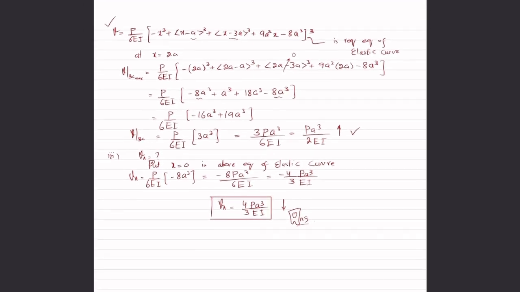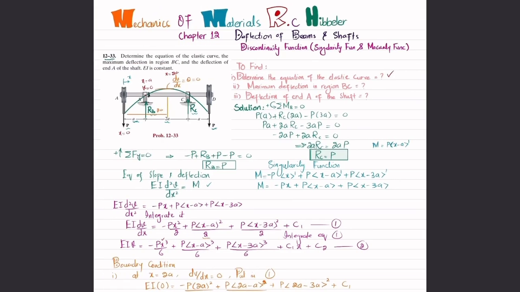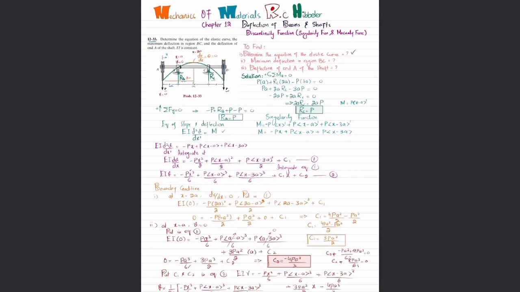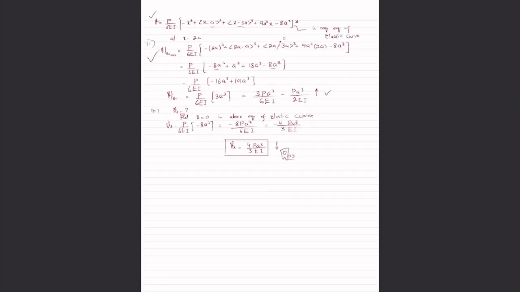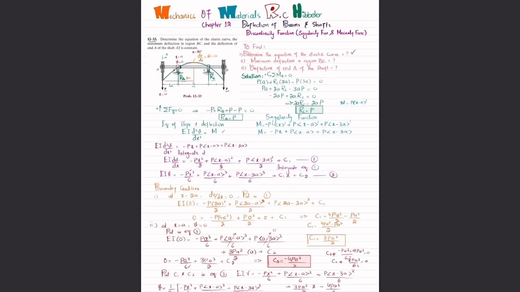So in the first part we found the equation of elastic curve. Then in the second part we found the deflection in region BC, which is pa cube over 2EI, and in the third part the deflection at point A is 4pa cube over 3EI. And that was all about this problem 12-33 by using discontinuity function or singularity function.